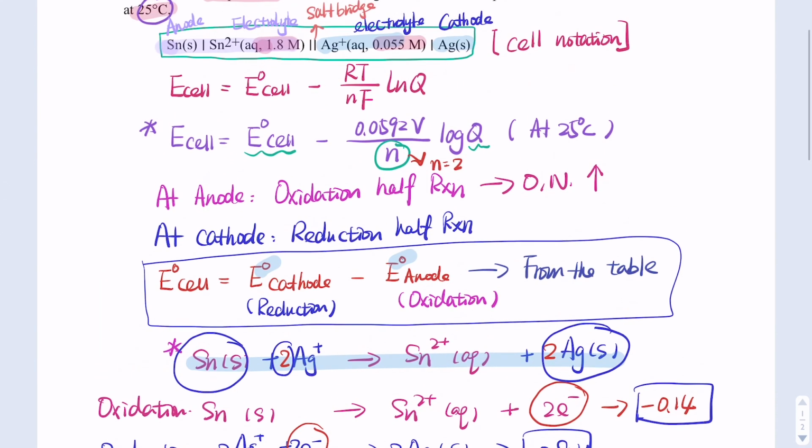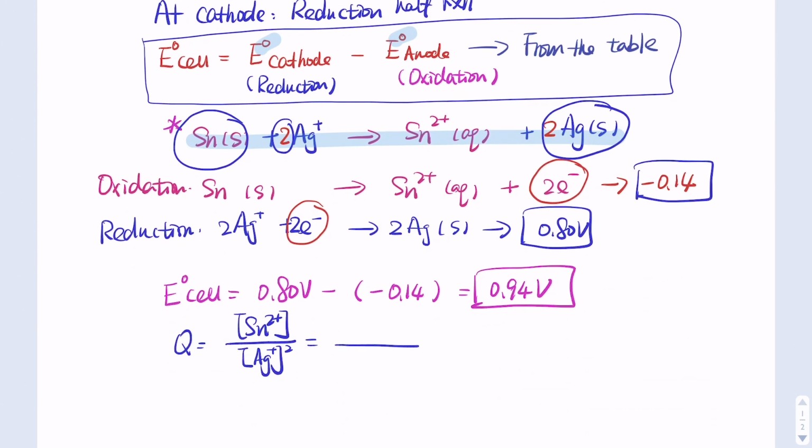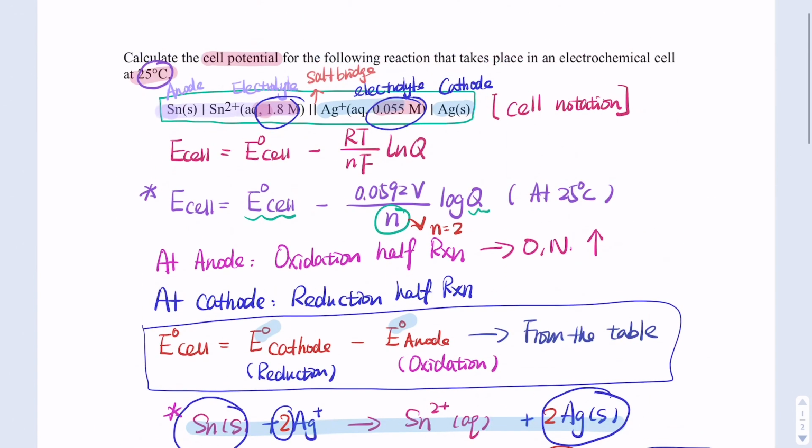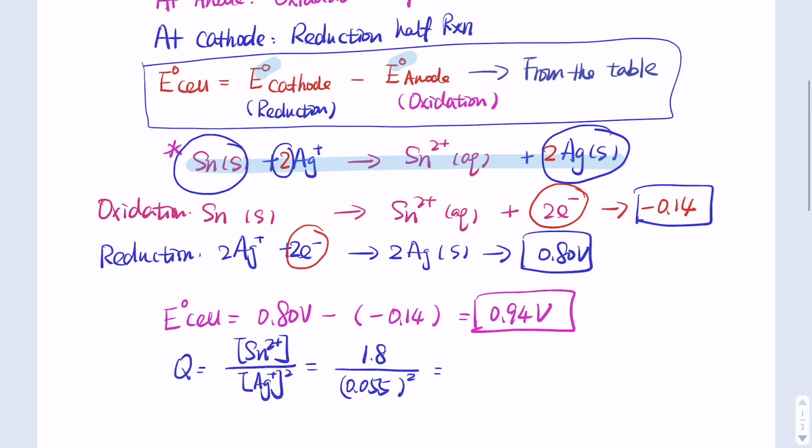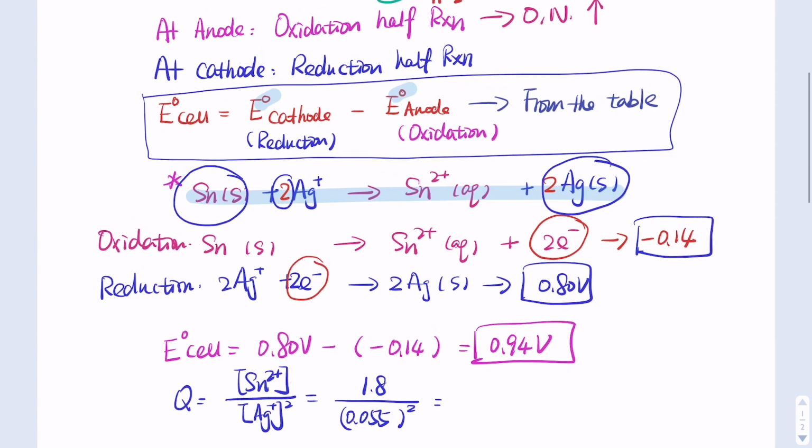Now you can plug in the numbers. From the cell notation, we know the concentrations over here. The tin will be 1.8, and over 0.055. Don't forget to square it. You do this and you get a value, and then you take the log of it. Now you can just plug everything in.